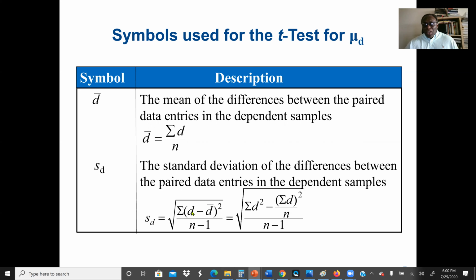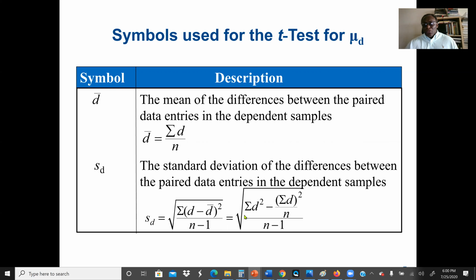Now we take the first D minus the D bar, all squared, plus the second D minus D bar, all squared, plus the third D minus D bar, all squared. So it depends on the size of the sample. We're going to again subtract the mean D from each D value and square it and add all together. Since we are dealing with a sample, we divide by n minus 1. Same concept as descriptive statistics.